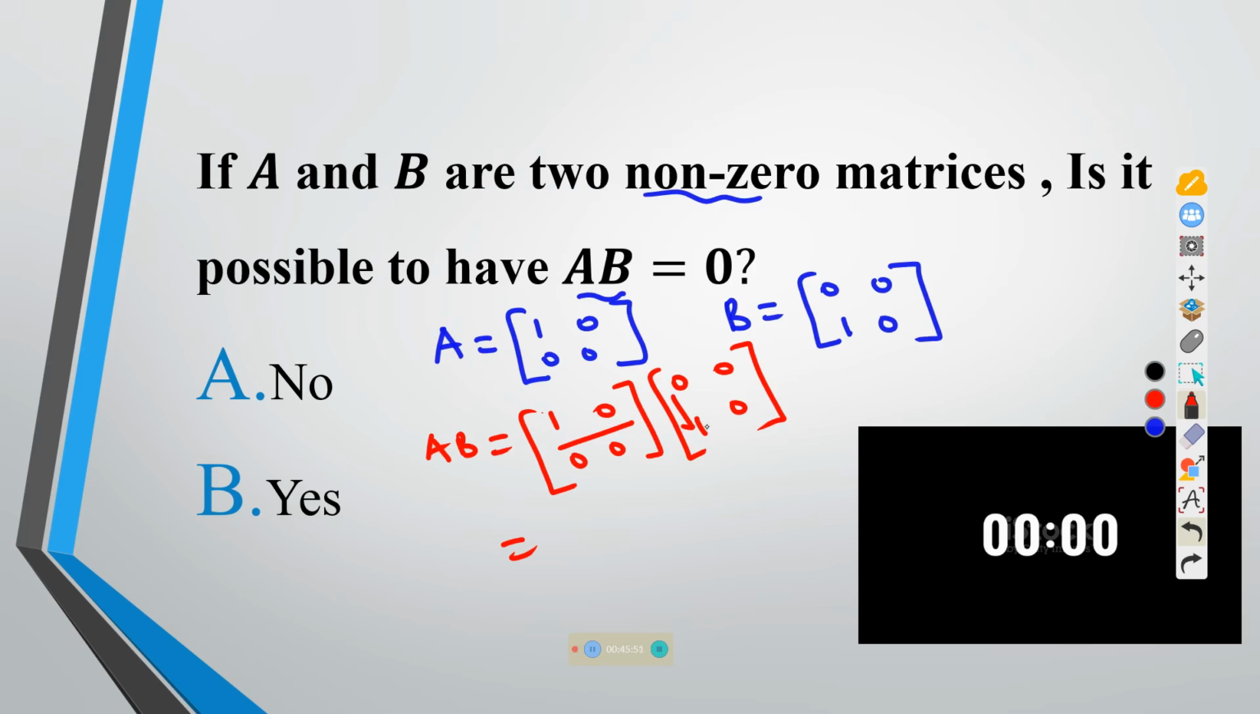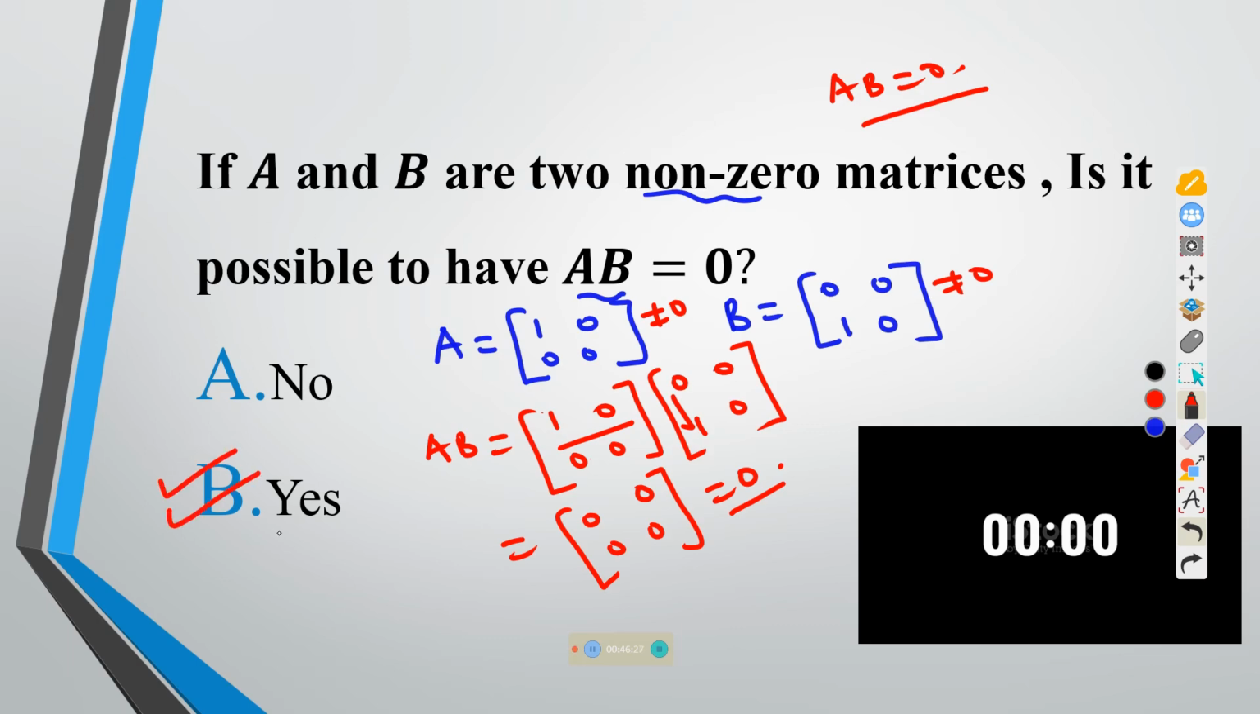1 times 0 is 0. This times that is 0, so we have 0. This times that is 0. This one will also give us 0. This will be 0. This will be 0. This multiplied here is 0. Multiplied here is 0. So you are able to get a 0 matrix. So A is not a 0 matrix. B is not a 0 matrix. But when you get AB, you are getting a 0 matrix. So it is possible to have AB equaling 0 even when A and B are not 0 matrices. So the answer would be yes. So that would be the required answer, and I hope you have passed that one. So we look at the next question.